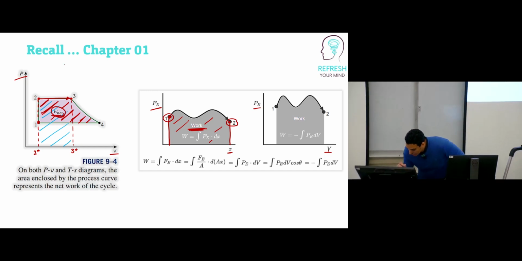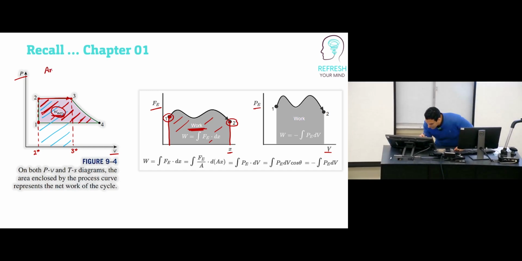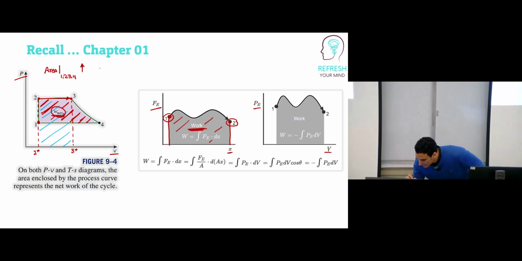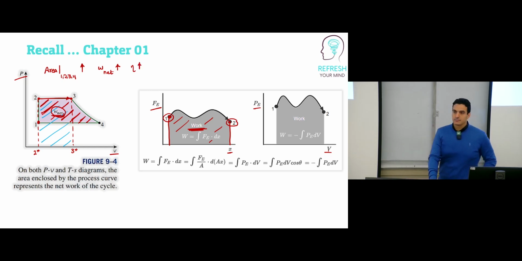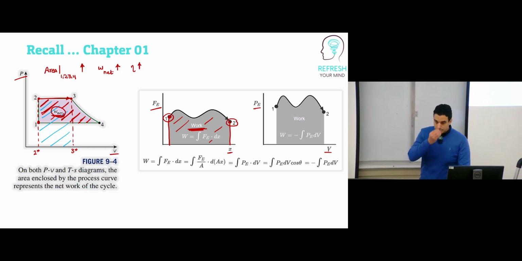So as long as we can increase the area between points 1, 2, 3, 4, then you can increase the network obtained, then this means the thermal efficiency will increase. Clear? Any questions so far?